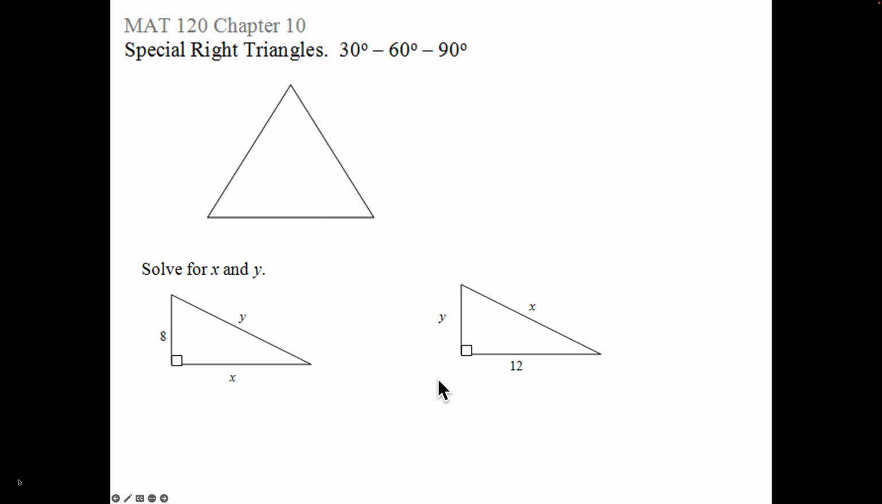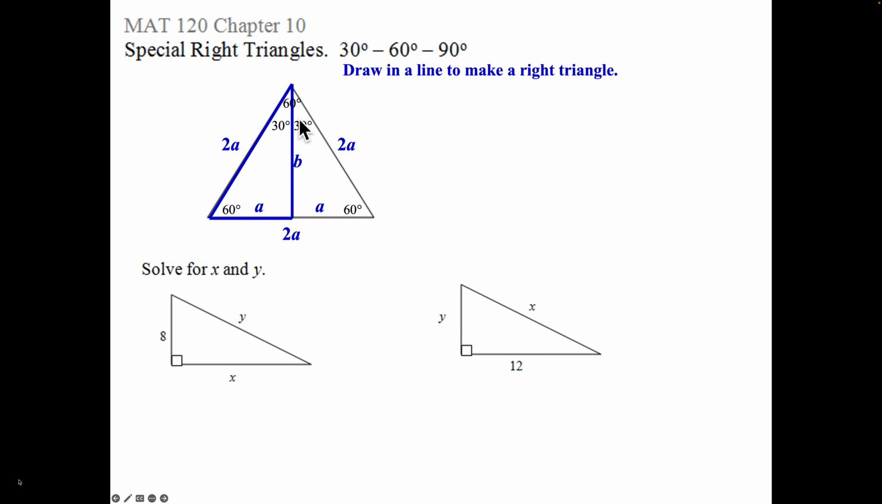Our second special right triangle is a 30, 60, 90, which is made from an equilateral triangle, which has 3 angles that are 60 degrees and all sides are equal. But in this case, I'm going to put 2A, because to make my 90-degree right triangle, I have to cut this 60-degree angle in half up here with a perpendicular straight line. So 30, 30, now that cuts 2A into A, and my vertical line will be B.